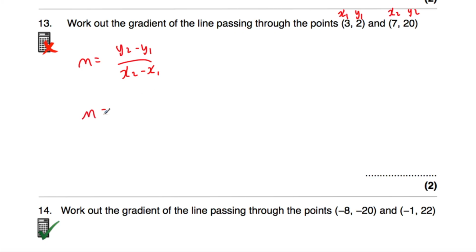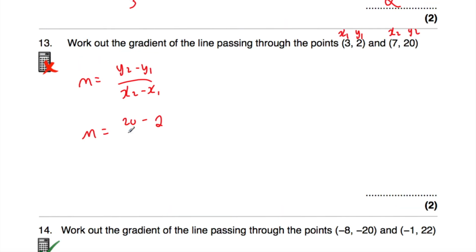So m, the gradient, will be equal to y2, that's 20, minus y1, that's 2. Now if we have a look at the denominator, x2 minus x1, x2 is equal to 7 and x1 is equal to 3. So let's work this out. m is equal to 20 take away 2 is 18, and 7 take away 3 is equal to 4. So we've got 18 divided by 4, and let's divide 18 by 4, so let's half it and half it again. Half of 18 is 9 and half it again is 4.5.